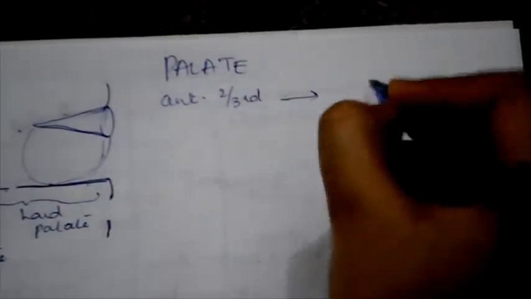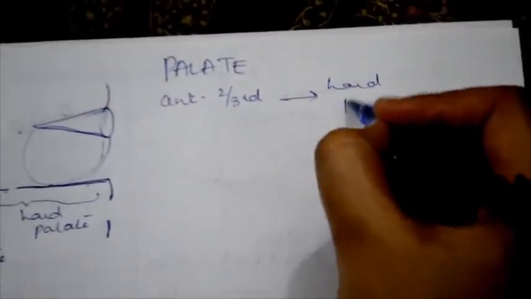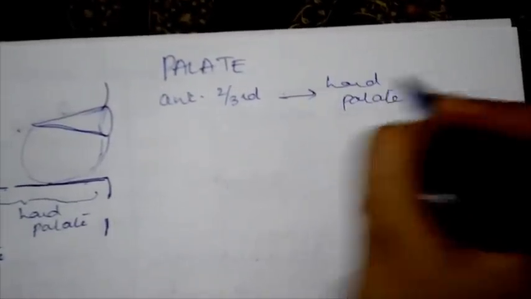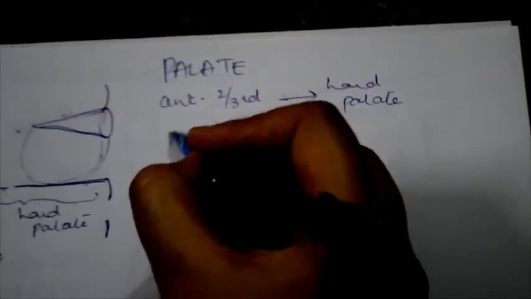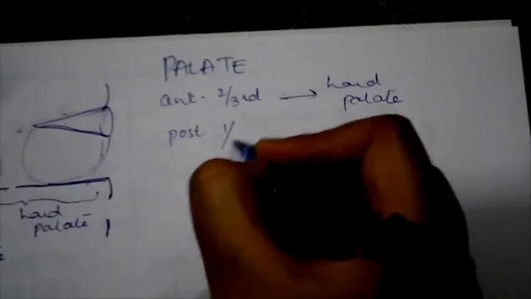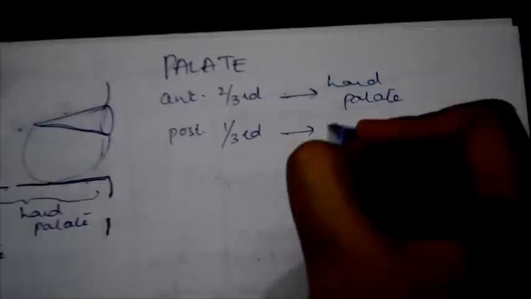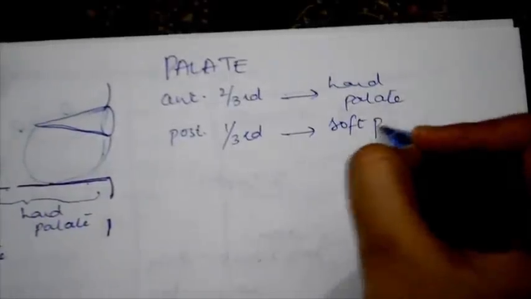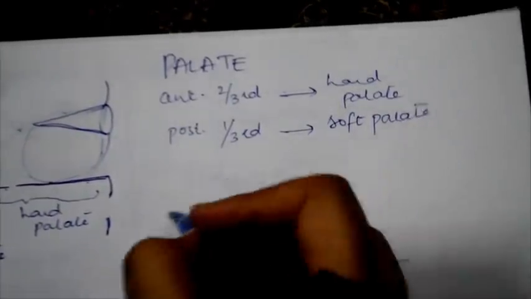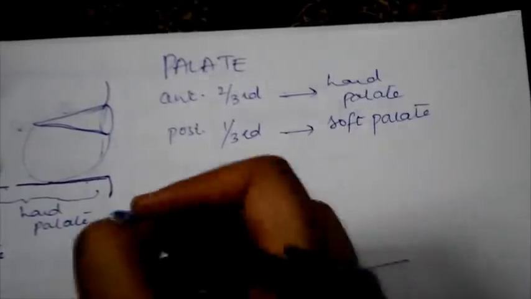the anterior 2/3 is the hard palate. I'm sorry about the writing though. And the posterior 1/3 is the soft palate. You can write these in bold so you can understand.